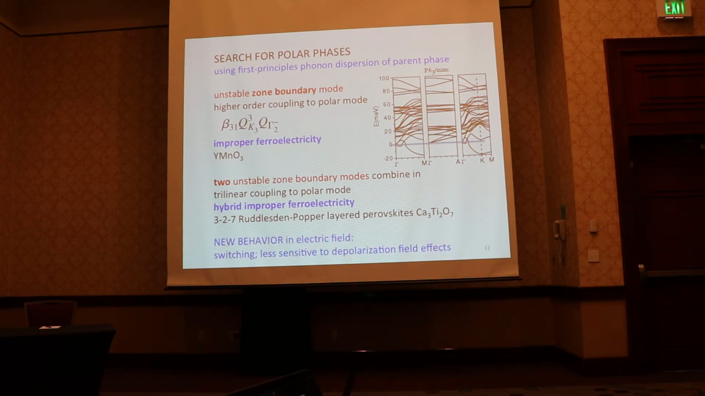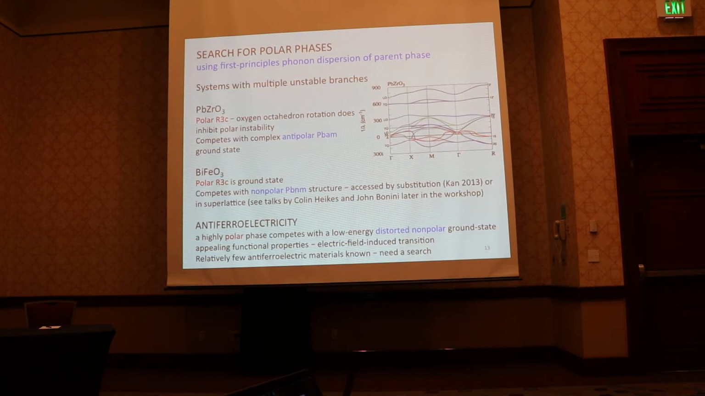And I would say that improper ferroelectrics really are different from soft mode ferroelectrics. They behave differently in electric fields and switching, because the energy scale for the distortion is set by the unstable zone boundary mode and not by the size of the polarization. You can see they're often less sensitive to depolarization field effects. Okay, let's continue along that line.